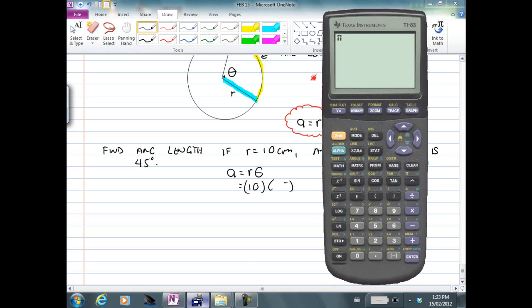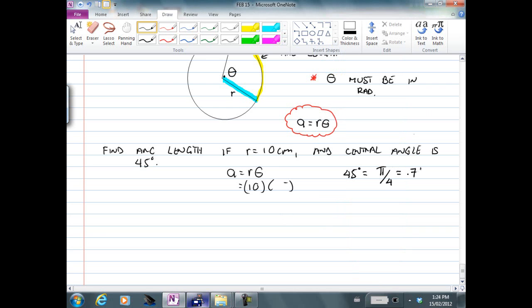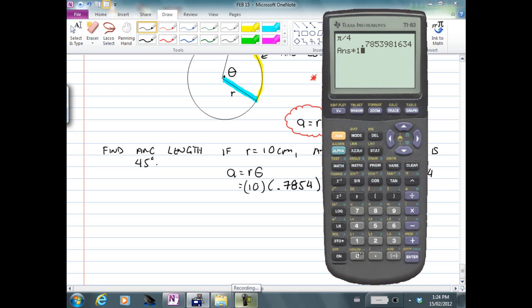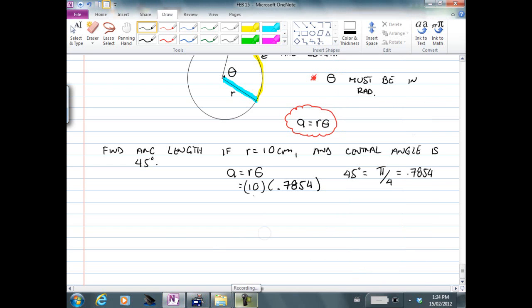Yep. Pi divided by 4. 0.7853. So we'll call it 0.7854. You're going to put this now into my bracket right here. 0.7854. And go ahead and solve it from here. Times 10, and you should get 7.85. So my arc length, given this criteria, is 7.85 cm.